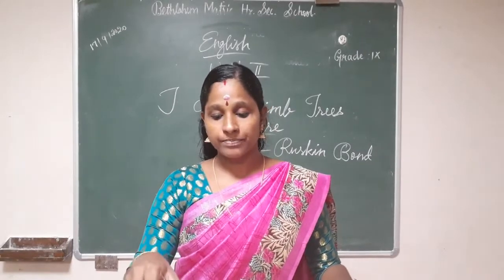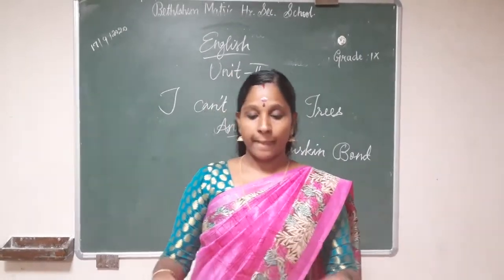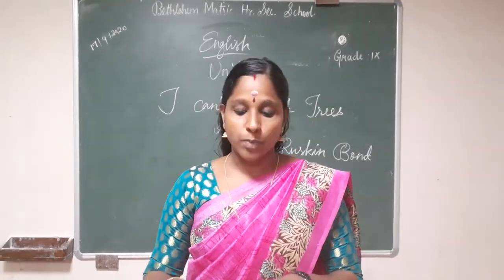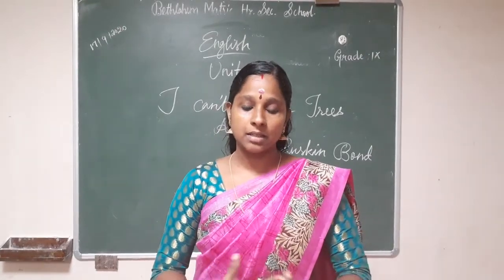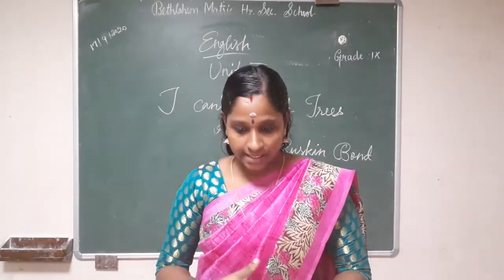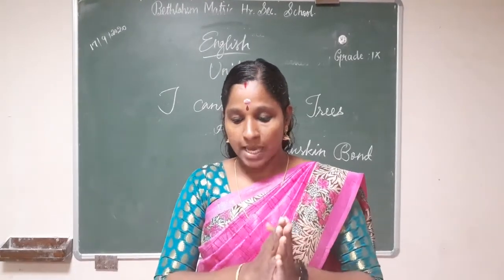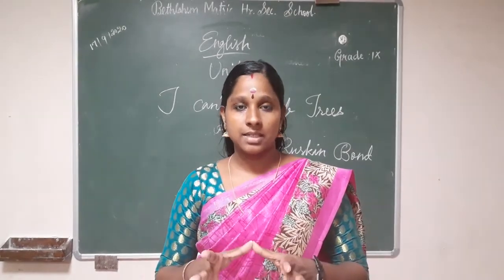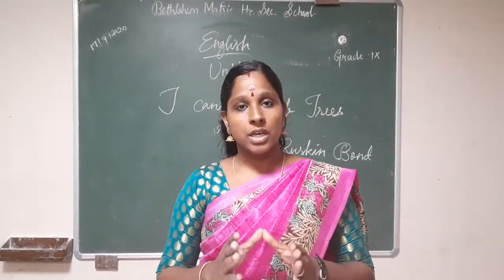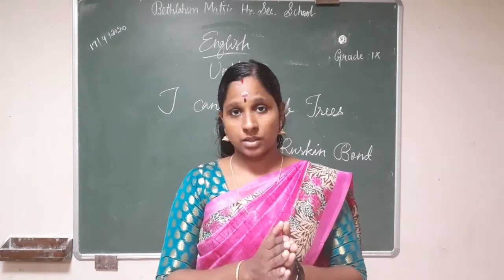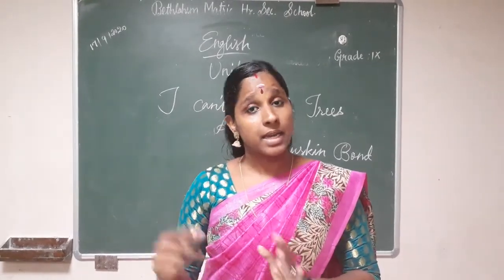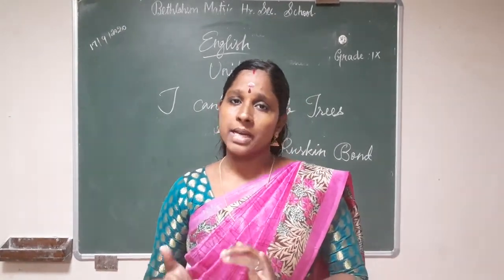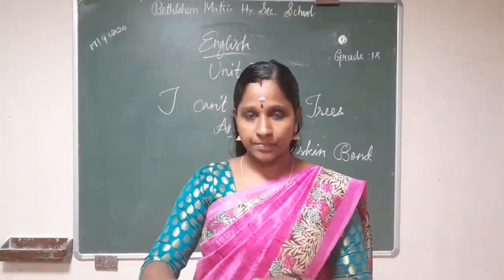Let's take a look at the author, Ruskin Bond. About the author: Ruskin Bond was born on 19th May 1934. He is an award-winning Indian author of British descent. See, this author was born in India, he's an Indian author, but he was brought up in England. Born in India, brought up in England. His parents were from England. That is British descent. Clear?